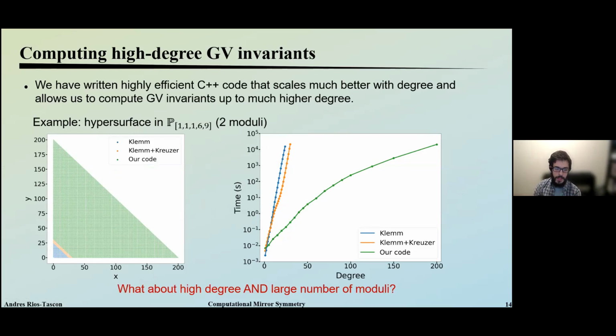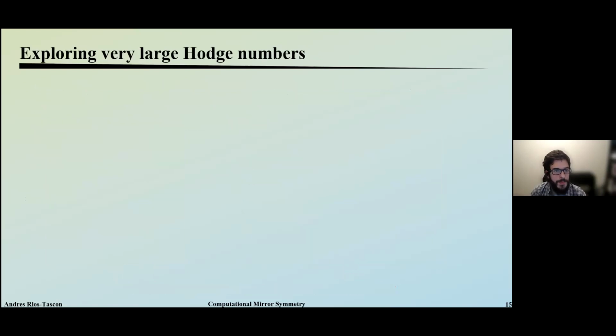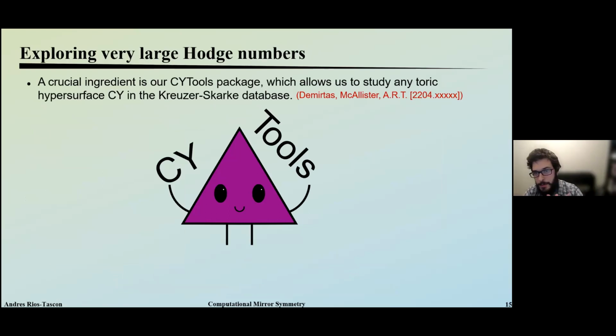But now, what if we want to compute GV invariants at a large number of moduli? This is the most interesting of our improvements, so let's talk about that. A crucial ingredient is our CYTools package, which allows us to study any toric hypersurface in the Kreuzer-Skarke database. This is important because we need to compute intersection numbers and Mori cones at a large number of moduli, and we can do all of this with this package. We'll actually be releasing version 1.0 very soon.